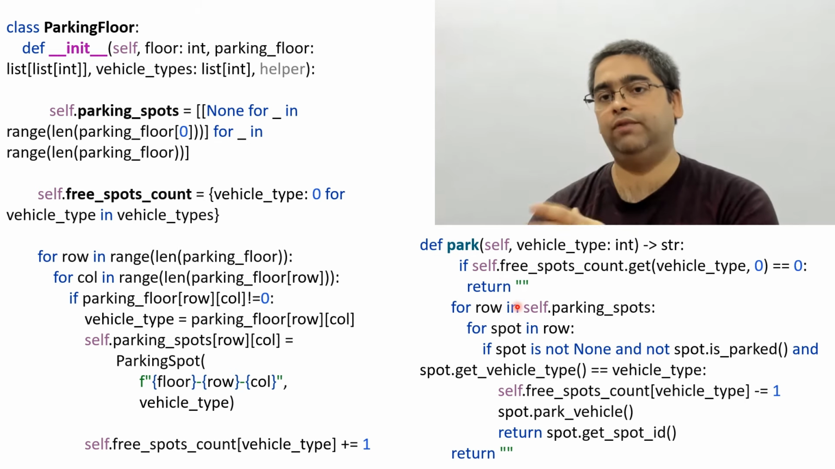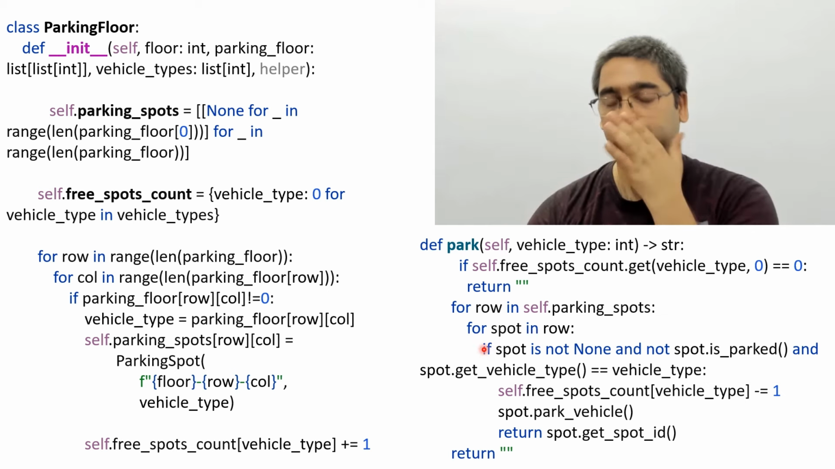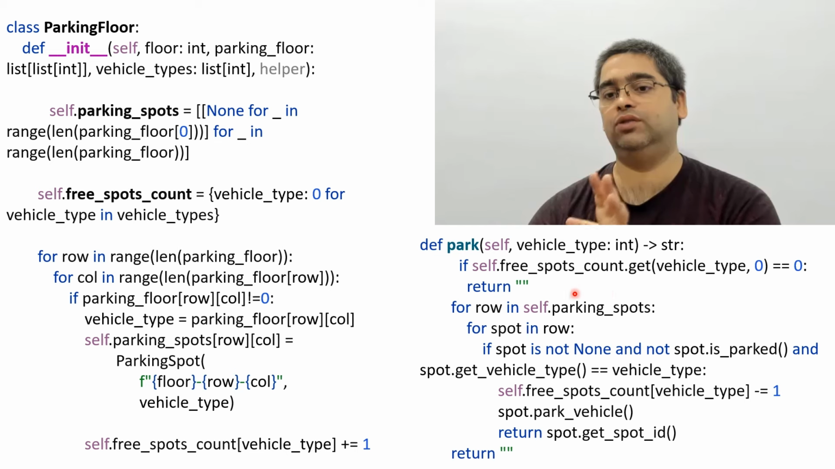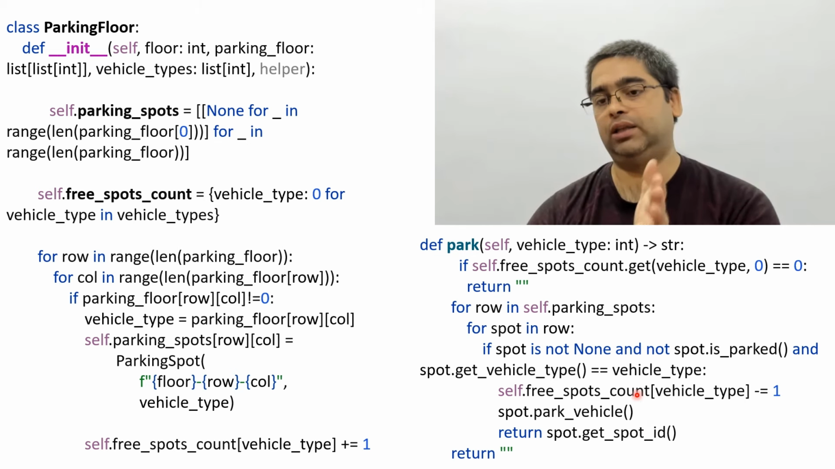Parking on a given floor is simple. First check whether there is space or not. If there is no space, return. Else go through all rows and columns one by one and get the earliest parking spot, park the vehicle there, and decrement the free spots count by 1 because we have parked a vehicle in a space.